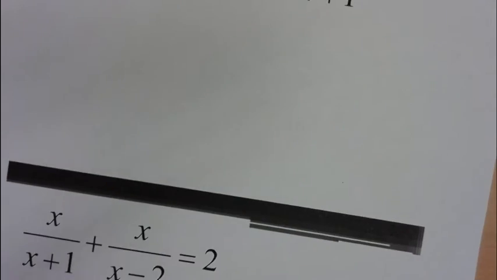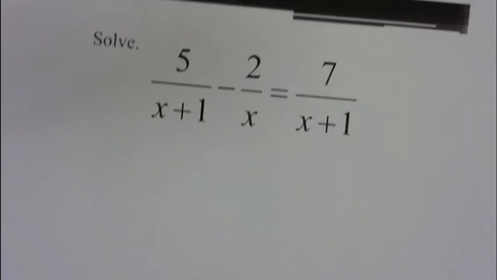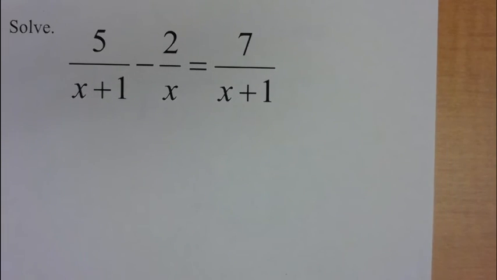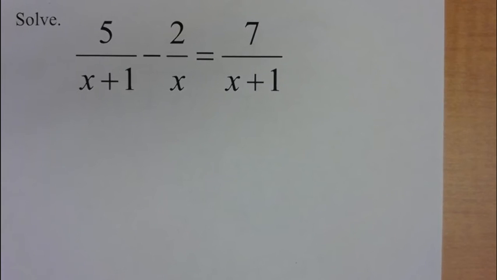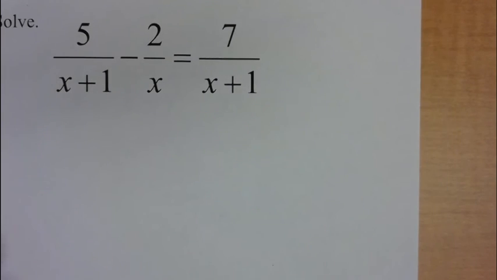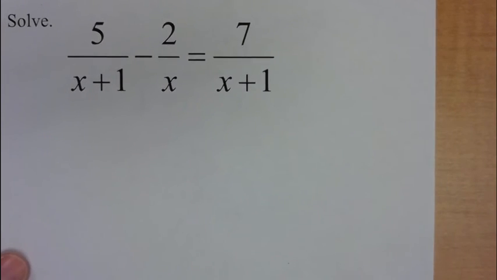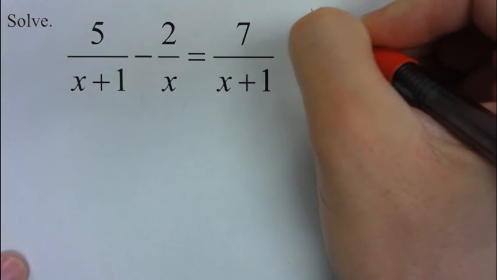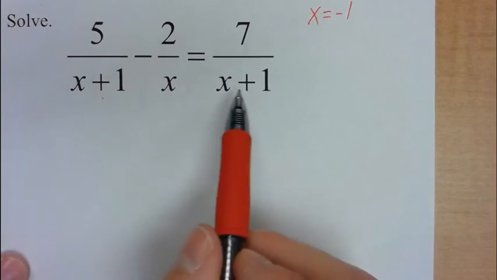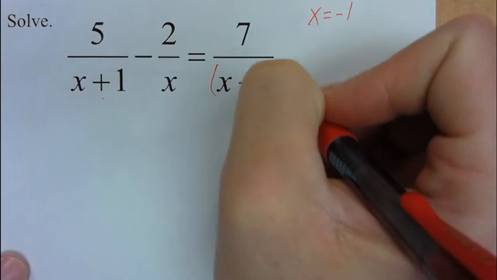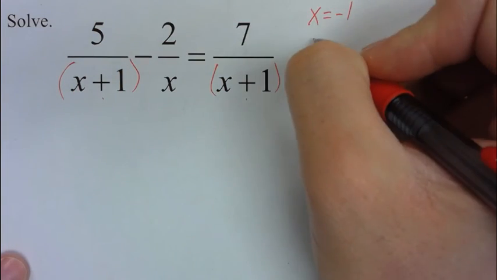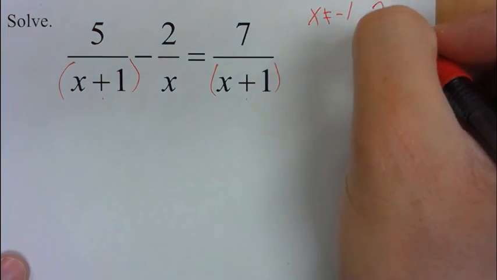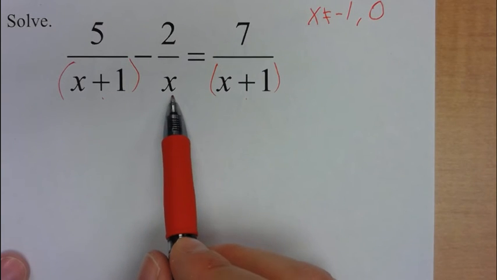Okay, moving on. Problem number 3. The first thing we want to start off with, like we did before, is look at what x's we can't use. So we can't use -1. That would make both of these denominators 0, which is bad. And we also can't use 0 because of this denominator.